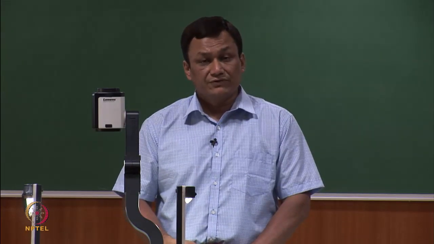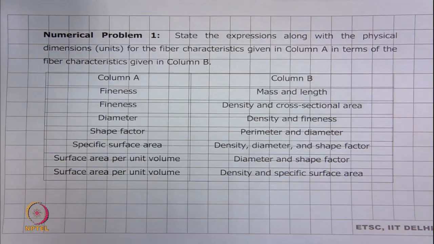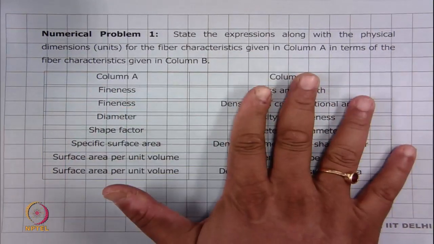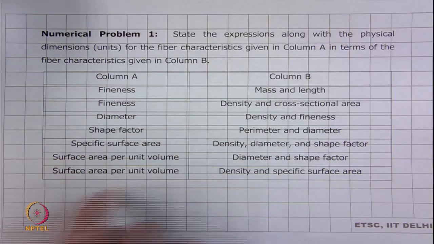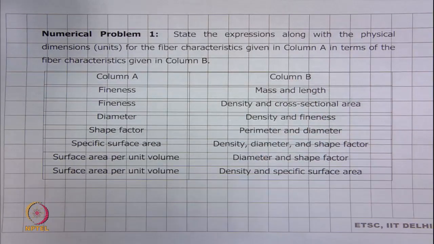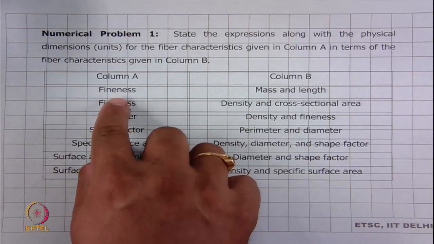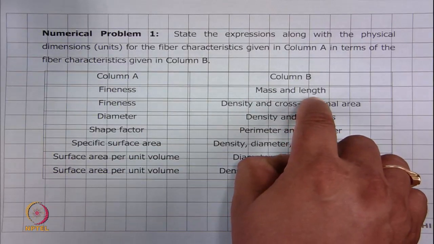Now, let us start with the first numerical problem. You will see there are two columns written, column A and column B. Under column A, certain characteristics of fibers are written. Under column B, the corresponding characteristics of fibers are written. You have to express each fiber characteristic in terms of the corresponding fiber characteristics along with units.